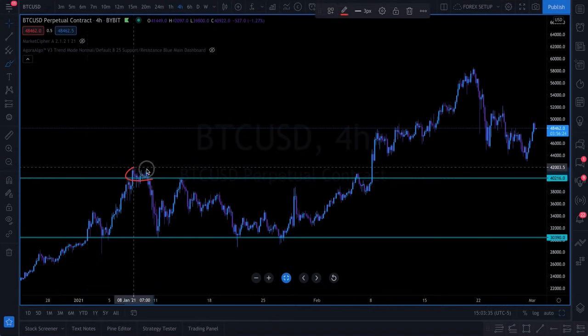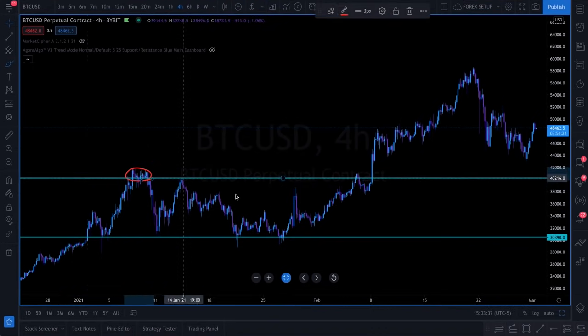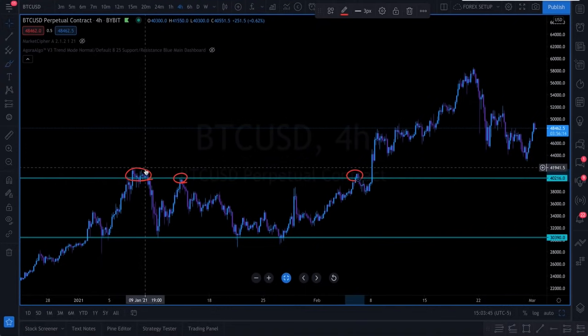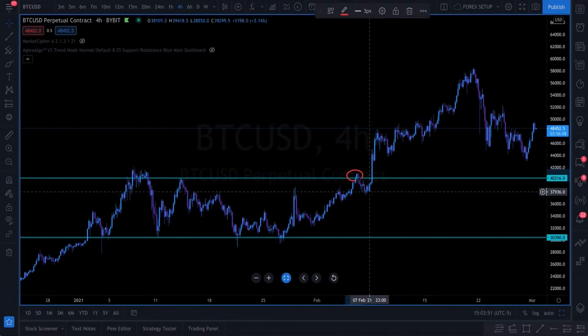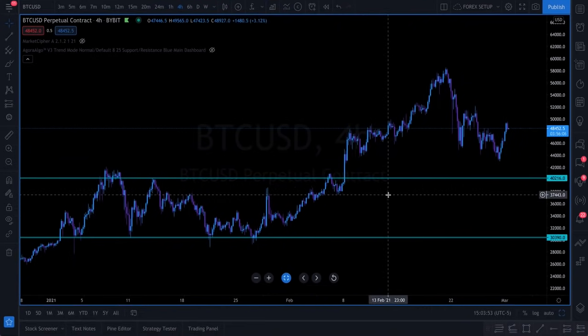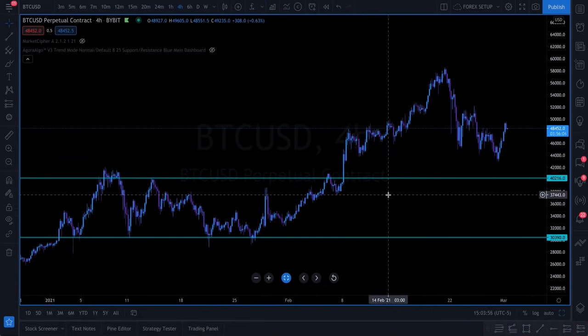Price really couldn't get beyond this $42,000 level. And again, right here, this acted as resistance. And again, right here, this acted as resistance. Now, when price forms levels of support and resistance, it's important to remember that the price will probably return there again. Price likes to go back to places where it found good support and resistance.